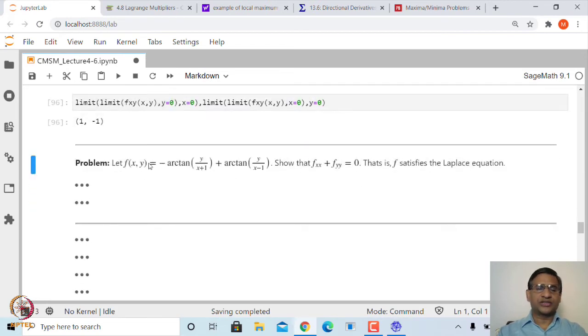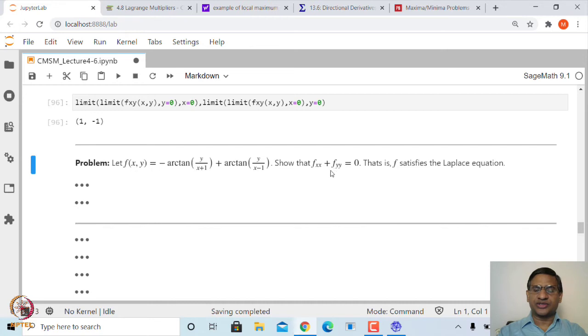This is a function f of x y is equal to tan inverse y upon x plus y, plus tan inverse y upon x plus x minus y, and try to show that f x x, that is second order partial derivative of f with respect to x twice, plus f y y is equal to 0. So this equation is called Laplace equation. So this particular function satisfies Laplace equation, or you can think of f x y equal to this as a solution to this Laplace equation.